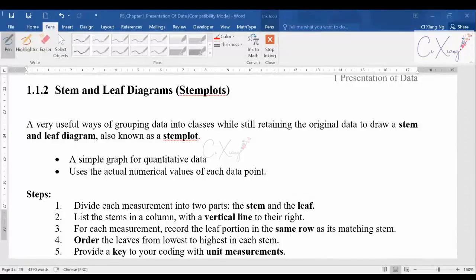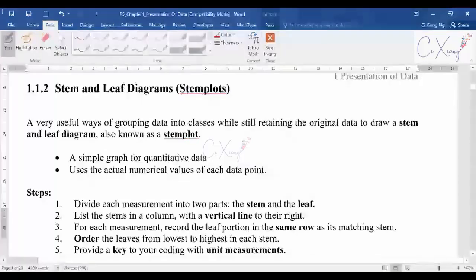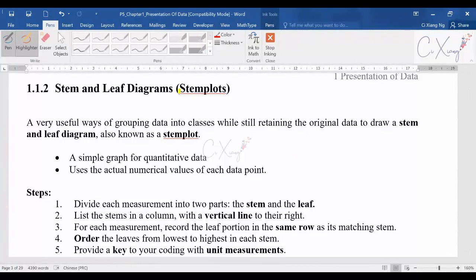Alright, so let's continue with our second video for Statistics 1, Chapter 1. For this video, we are going to discuss stem and leaf diagrams, or sometimes we call it stem plots. I believe that this is something new to most of you, and it is actually a kind of simple diagram to show your data.